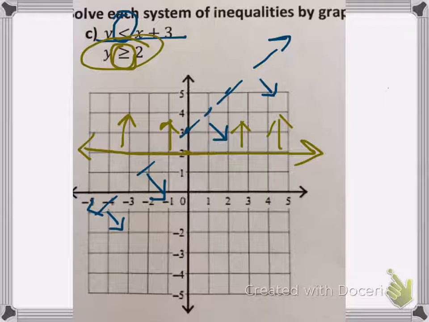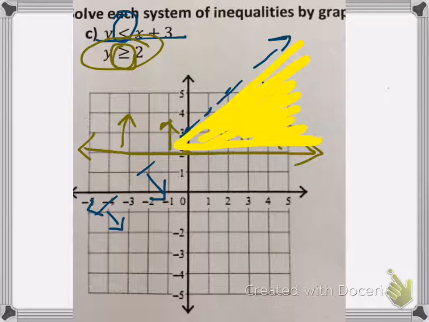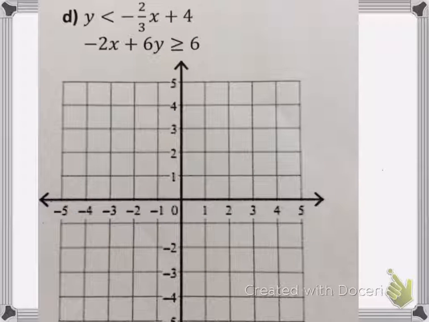So the overlap part is the part that is my solution. When I shade it, I'm actually shading this part inside here as the solution to my two inequalities. Let's try it again. Okay, the next one is ready to graph as far as an inequality goes.